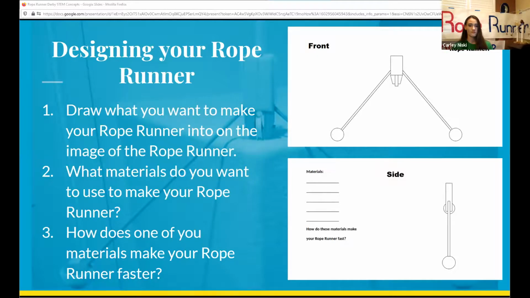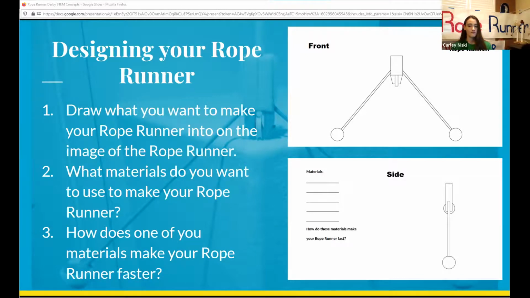What time do we get back onto Girl Scouts? I forgot. Oh, so you're not logging off. You're just gonna spend the next 17 minutes working on drawing your rope runner and deciding on the materials. So we're not building anything yet. We're just gonna draw and plan.